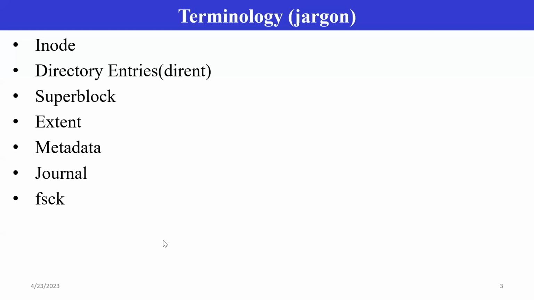And FSCK is a bunch of tools which is used for checking the file system's validity in case the file system has got corrupt or something of the sort. FSCK is the file system checker that gets used a lot. So we'll go to the next slide.